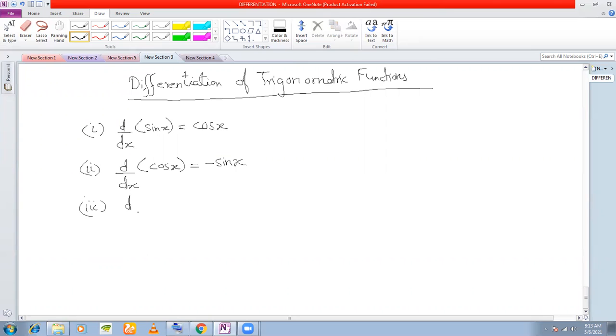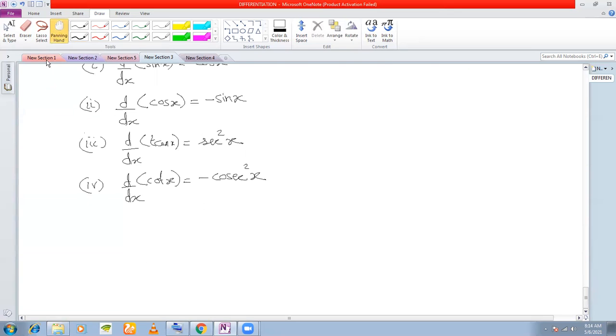d/dx of tan x is equal to sec square x. d/dx of cot x is minus cosec square x. And the fifth one, d/dx of sec x is equal to sec x tan x. All these five results you need to know by heart.